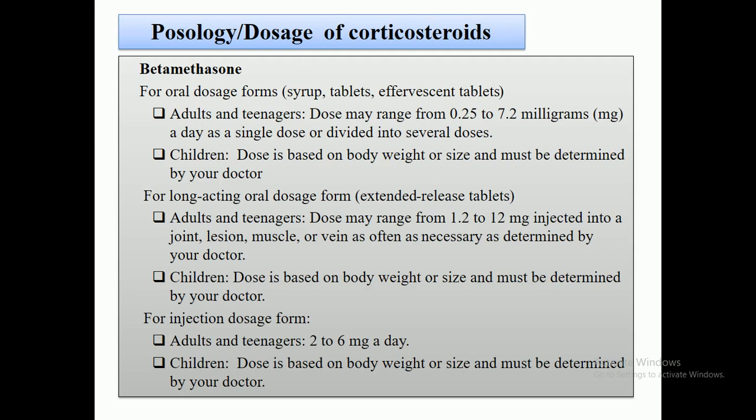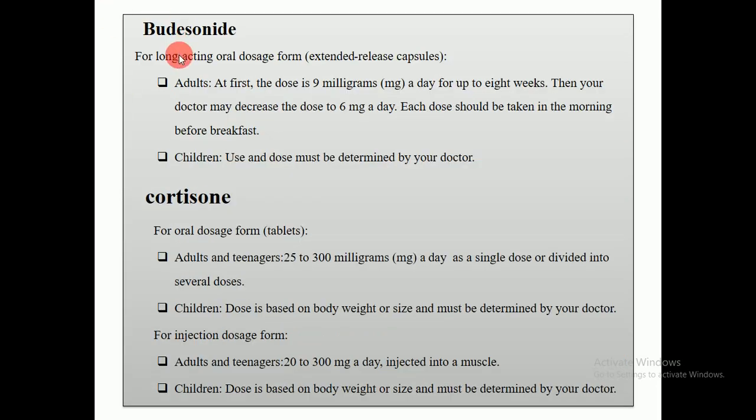For injection dosage forms for adults and teenagers, these are also available in the form of injections. For adults and teenagers, 2 to 6 milligrams per day should be given to the adult or teenager whose age is from 13 to 19 years. For children, the dose is based on the body weight or the size and must be determined by the medical practitioners.